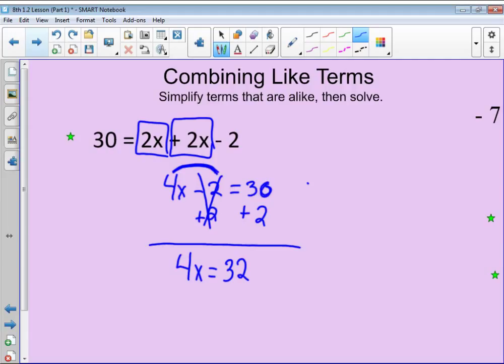Right now it's 4 times x, so I'm going to divide by 4. Divide by 4. x equals 32 divided by 4 is 8. So I just found out that x is 8. Okay, let's try another one.